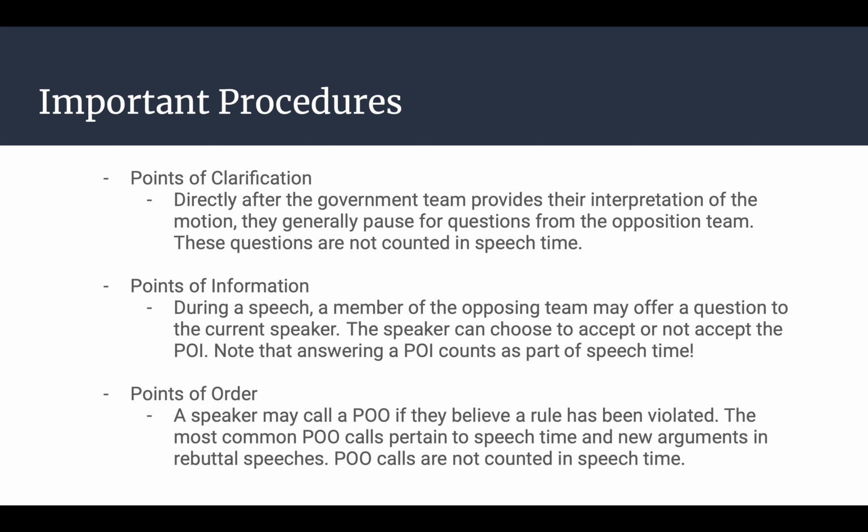And the last type of point is points of order, which is when a speaker calls a POO if they believe a rule has been violated. In general, the common POO calls pertain to speech time and new arguments in rebuttal speeches. As soon as a POO is called, the round is paused, and the judge will generally make a call regarding the POO. They may say the point is well taken, at which point they agree with the point of order, or they may say point not well taken, which means they disagree, or oftentimes they'll say they will take it under consideration and the round continues. Note that POO calls are not counted within speech time, so teams should not be worried about making a POO call if they believe that a rule has truly been violated.